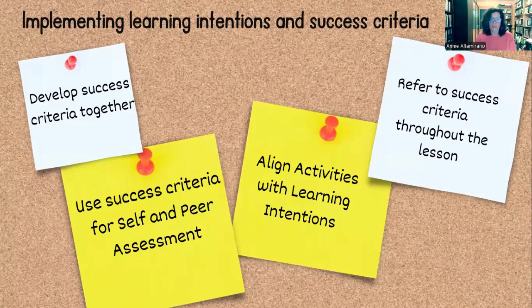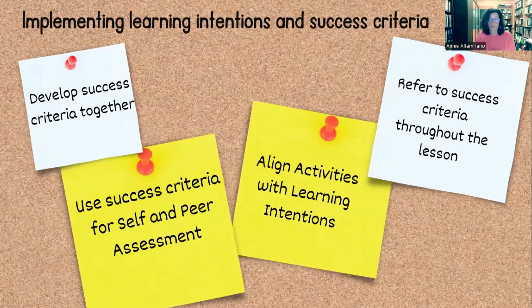Communicate the learning intentions and success criteria to your students at the beginning of the lesson. This helps set clear expectations and goals for the learning experience. You can write them on the board or on chart paper so that students can easily refer to them throughout the lesson. Also, develop success criteria together.